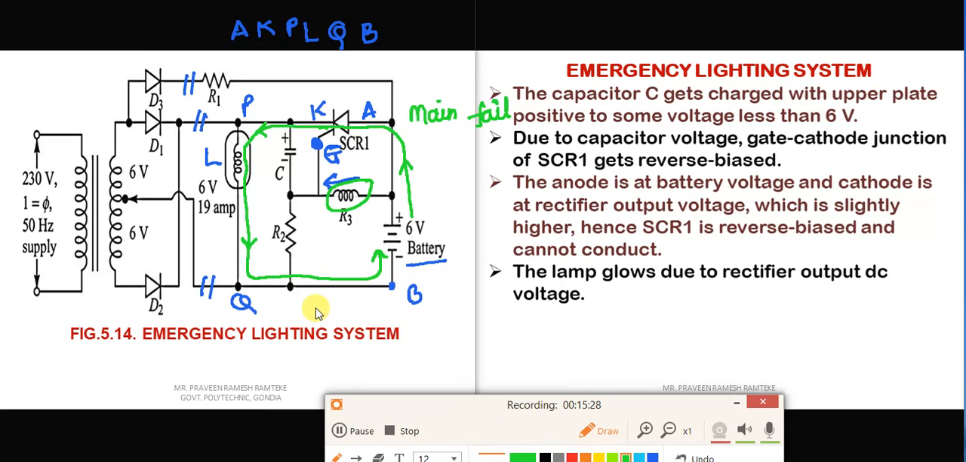This is how the emergency lighting system working takes place. Thank you very much.